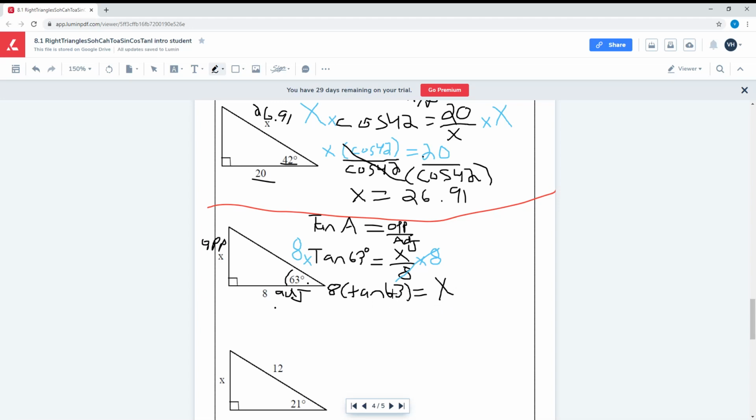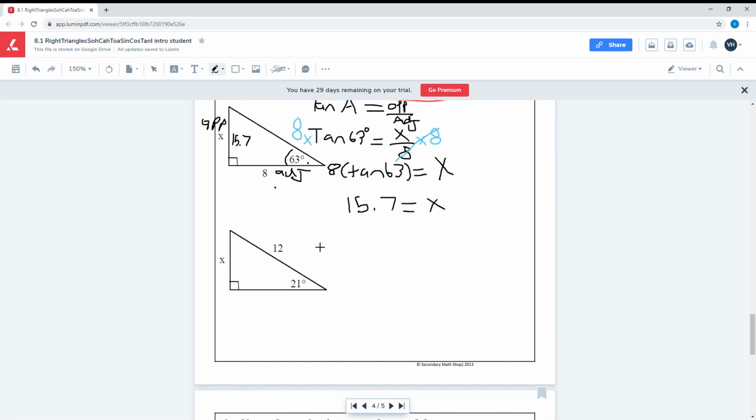So whatever we get on our calculator. What you're going to do is punch in 63, hit tan, multiply that by 8. Okay, and you should end up with 15.7. Play around with your calculator if you don't get that. Okay. So this length we know to be 15.7. Perfect. Hey, I'm getting better with writing on this.